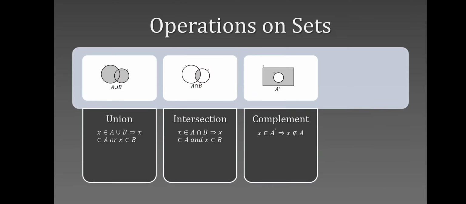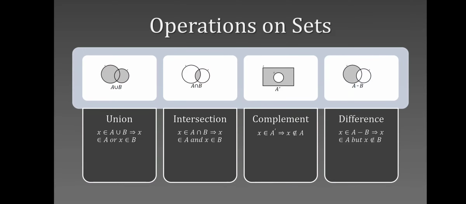And then the last one is difference. Difference means if I have two sets A and B and I am saying A minus B, it means the elements of the set A which are only in A but not in B. So X belongs to A minus B means that X is only in A but X does not belong to B. Fine. So that's exactly what the four operations are.